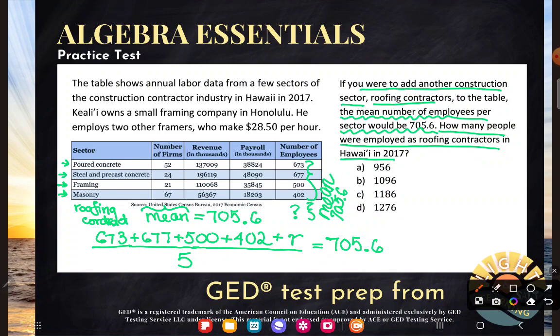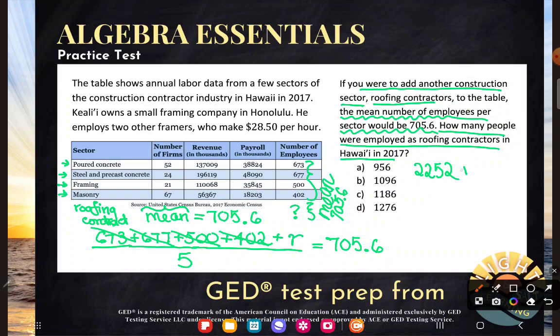Now, it might be ugly looking, but we have all the information we need in order to solve this. So I'm going to start by simplifying. The left-hand side is kind of gross because of all these numbers that are adding. I might not be able to add R in, but I sure can add up the other 4. So let's see, 673 plus 677, I'm totally using my calculator, you guys, plus 500 plus 402 is 2,252.